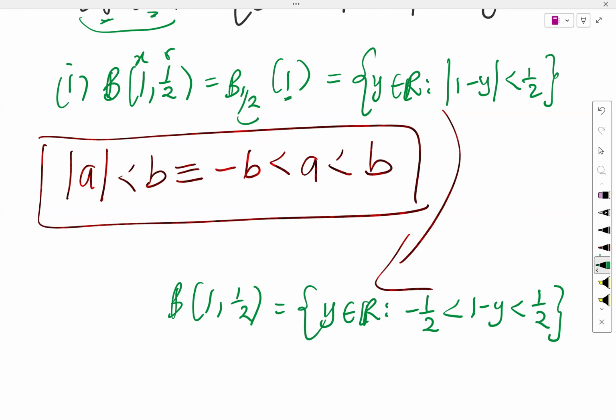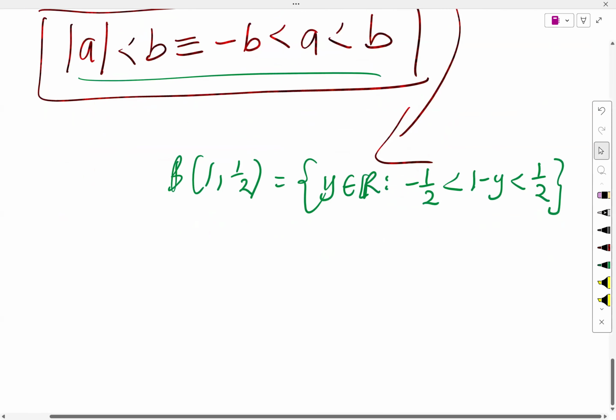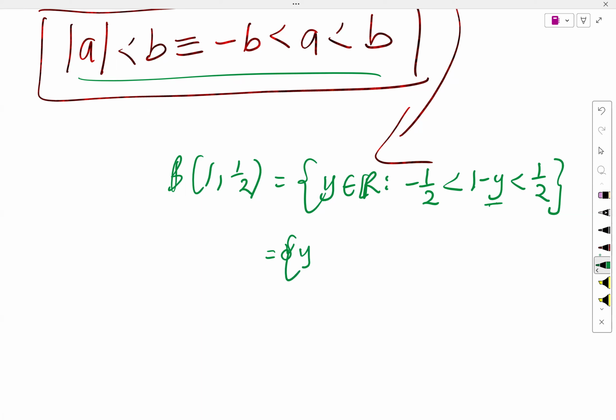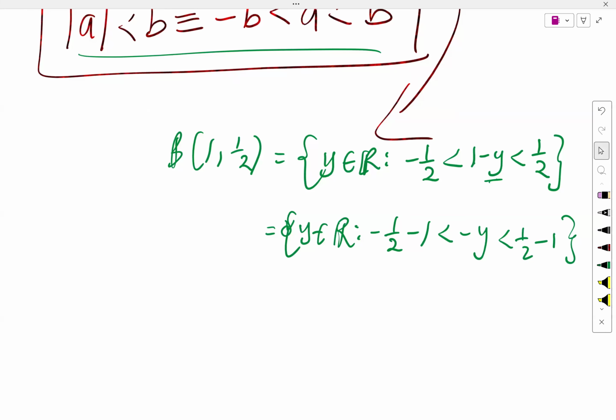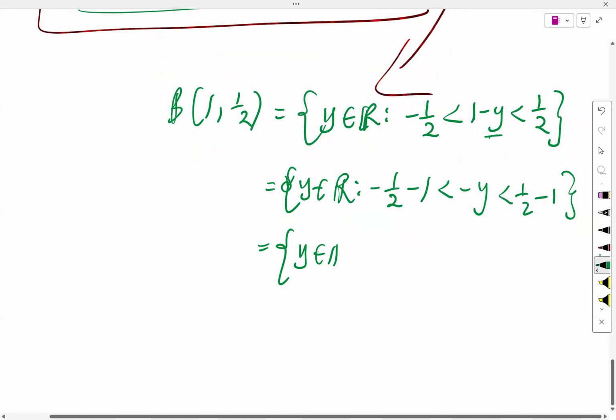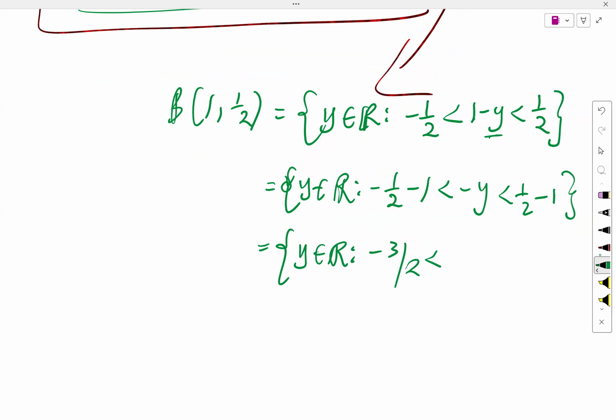So going by this expression, we want to actually get the range of values for y that satisfies this. That's exactly our business here, to describe that ball. So of course we need y to stay alone. So we can subtract 1 from all the sides. So we have the collection of all y in R such that we have minus half minus 1 less than minus y less than half minus 1. So we have minus 3 over 2 less than minus y less than minus half.